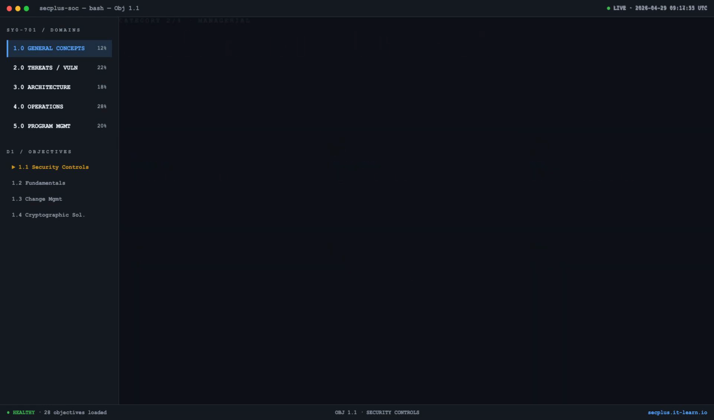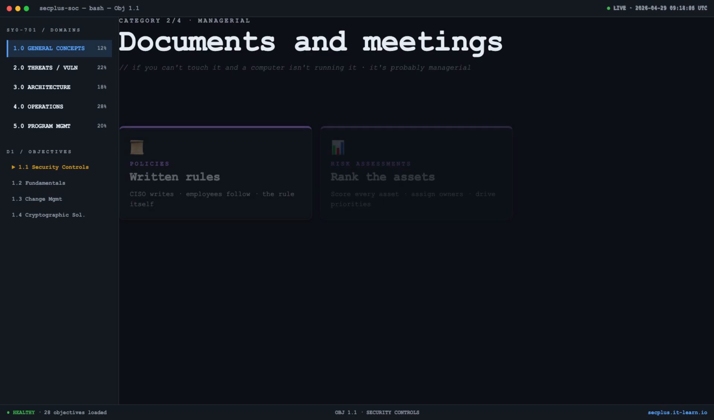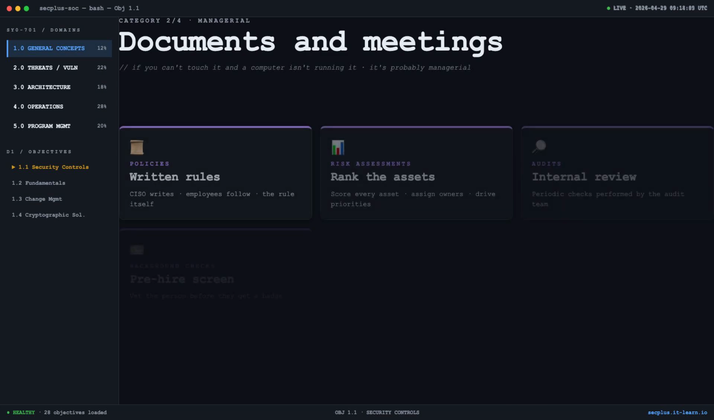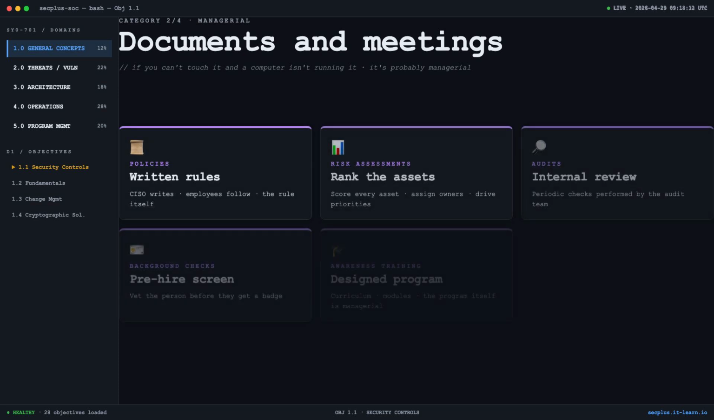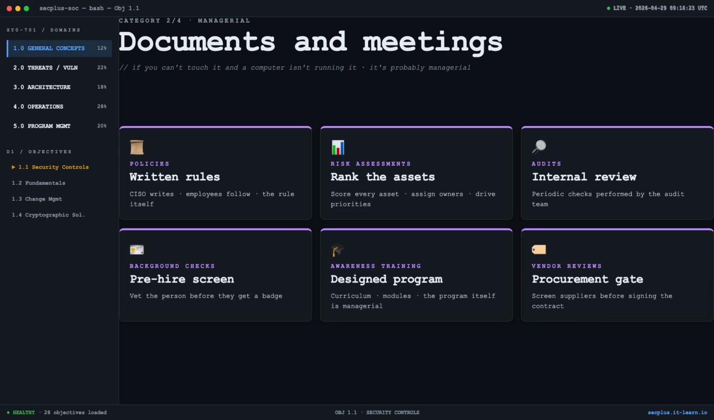Second, managerial controls. These live in documents and meetings, security policies, risk assessments, audits, background checks, awareness training programs. If you can't touch it and a computer isn't running it, it's probably managerial. The classic exam scenario, the CISO writes a policy that says all employees must complete annual security training. That is not technical. There's no software involved in the policy itself. It's a management decision written down. Managerial. Another one, the risk assessment that ranks every asset on the network and assigns it an owner. That entire document is a managerial control.